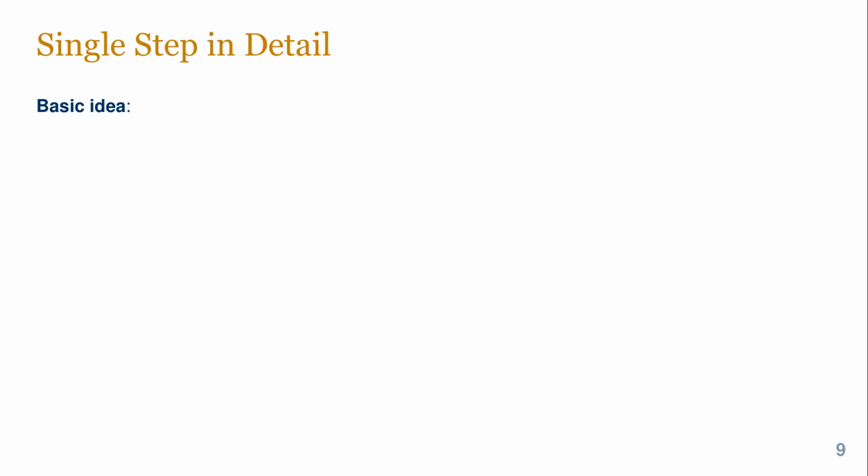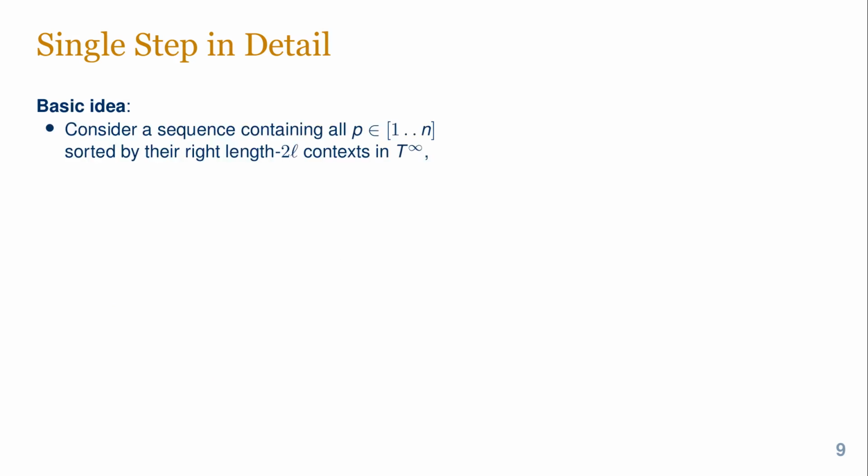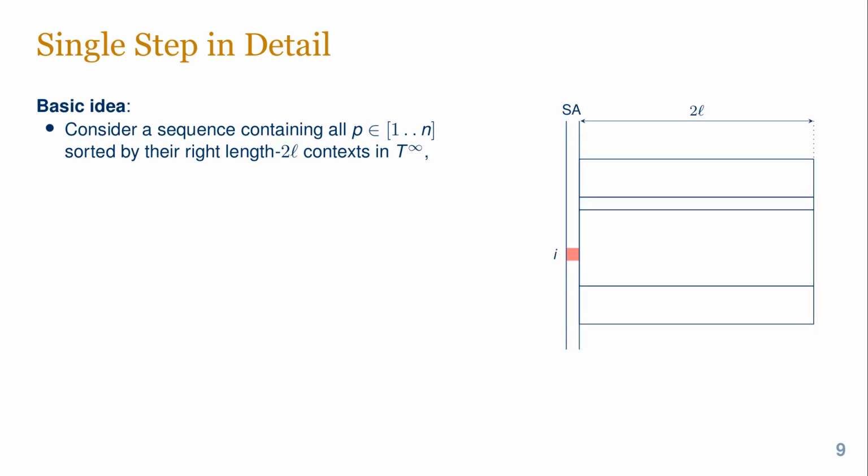Let us take a closer look at a single step of our algorithm. To get an idea of how we compute the witness and refine the range, consider a sequence containing all positions p of the string t sorted according to the right length 2L context in t infinity, with ties resolved arbitrarily. Since in the suffix array all positions are sorted by the context of length n, the order in these two sequences is the same up to a permutation within blocks sharing a common prefix of length 2L.